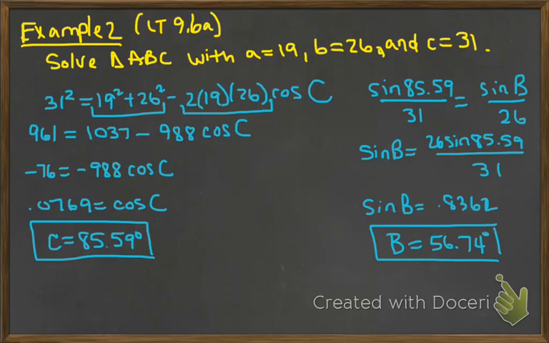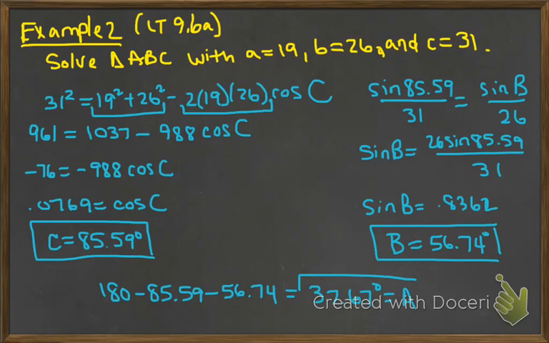So the easiest way to do this is not to actually use any trig at all, but to use the fact that a triangle has 180 degrees. So I'm going to take 180 and I'm going to subtract off the two angles that I have. So 85.59 minus 56.74. And when I do that, I get 37.67, and that's my degrees, and that's for angle A. And now as I compare them, I see that C is the biggest angle, B would be the next, and A would be the smallest of the three angles, just like A was the smallest of the three sides.